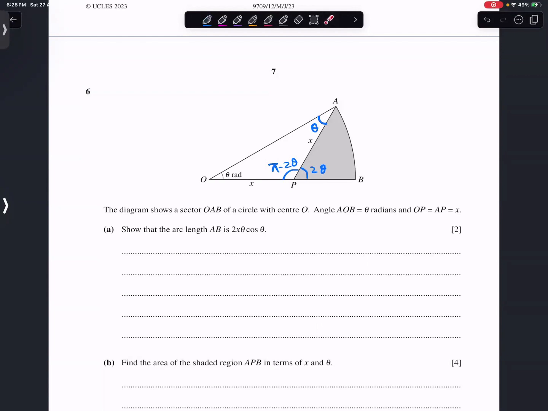So in order to find this arc length, we will apply this formula. The arc length AB, L is equal to r theta. So theta is just theta and r is actually this length, this OA or OB. But we can find OA. How? There are multiple ways. Let's say if I apply sine rule. So sine rule will be OA divided by sine of opposite angle, and that is pi minus 2 theta, is equal to x over sine theta.